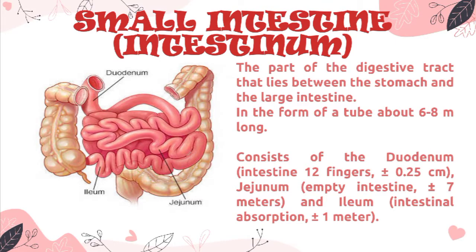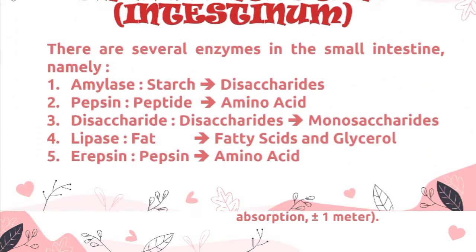I want to discuss the small intestine or intestinum. The small intestine is the part of the digestive tract that lies between the stomach and the large intestine. It is in the form of a tube about 6 to 8 meters long. It consists of the duodenum or twelve-finger intestine around 0.25 meters, next, the jejunum or empty intestine around 7 meters, and the ileum or absorption intestine around 1 meter.